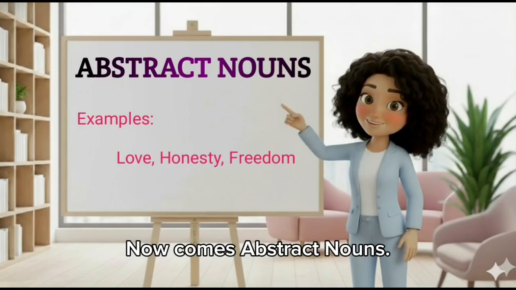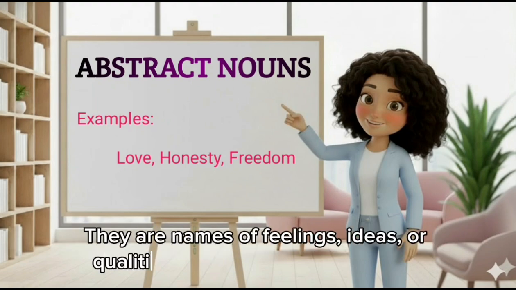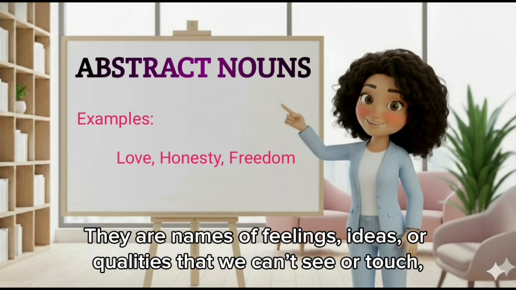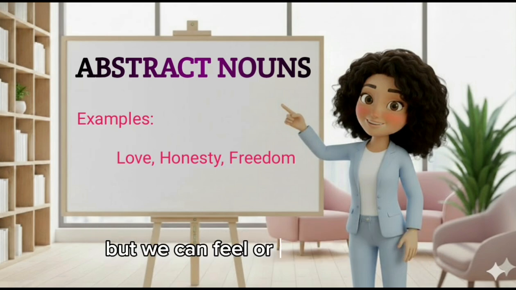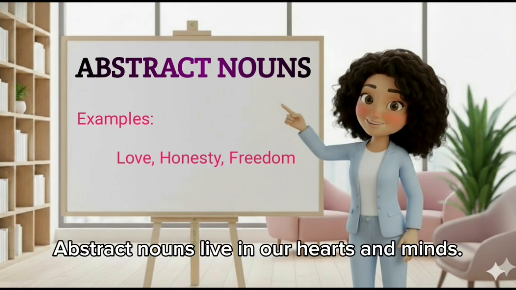Now comes abstract nouns. These are the opposite of concrete nouns. They are names of feelings, ideas, or qualities that we can't see or touch, but we can feel or imagine them. For example, love, honesty, freedom, and happiness. Abstract nouns live in our hearts and minds.